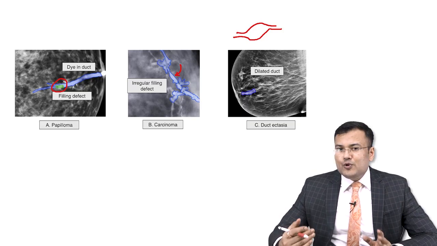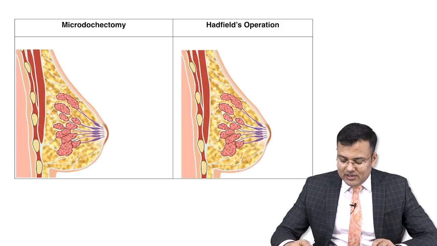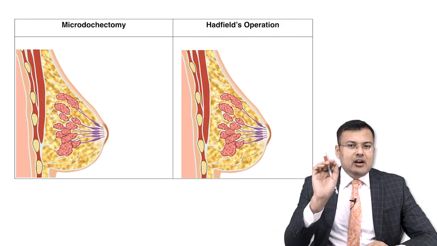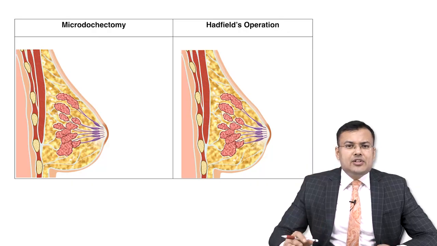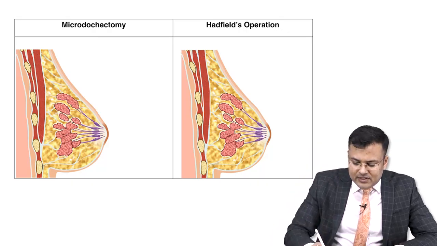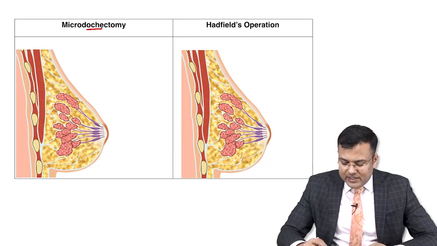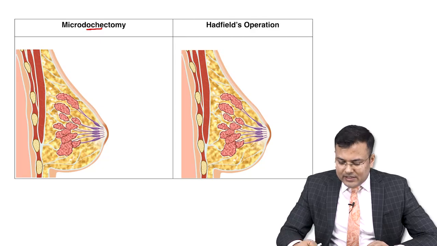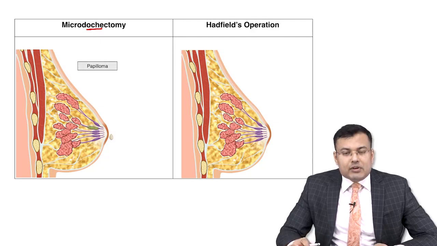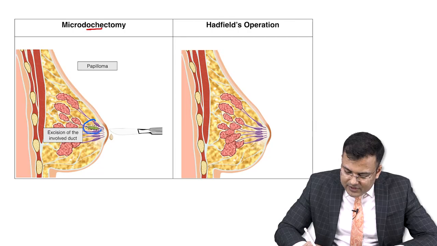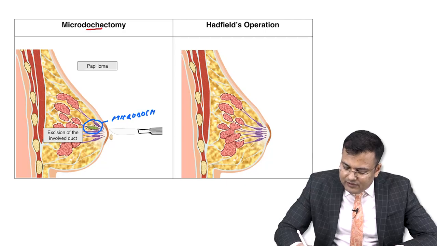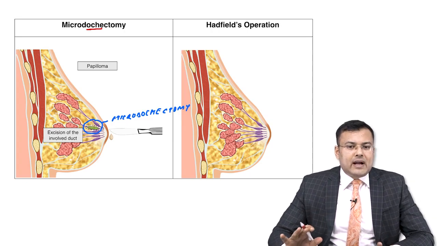Clear? Now how are we going to manage? This is one of the frequently asked questions. If the patient is having duct papilloma, it's a benign condition and there is involvement of a duct, you just excise that duct. Excision of involved duct only. What is the name of this surgery? This is known as microdochectomy. This is one of the frequently asked questions. In duct papilloma, we just excise the involved duct, so it's microdochectomy.